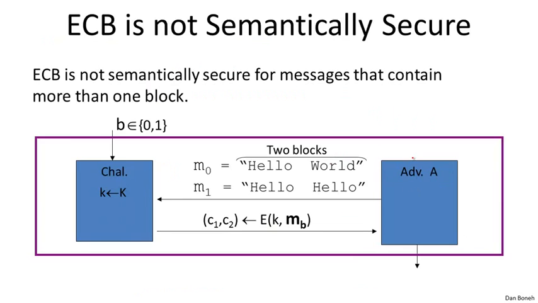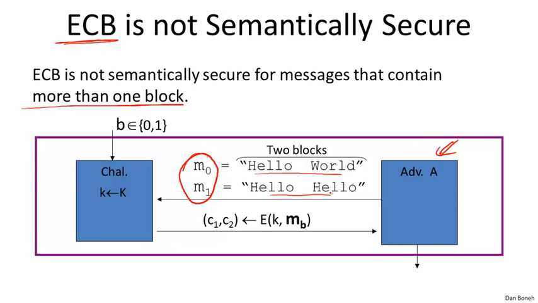Okay, so the first thing we want to show is that in fact the mode that we just looked at, electronic codebook, is not semantically secure. And this is true as long as you're encrypting more than one block. So here's an example. Suppose we encrypt two blocks using a block cipher. Let me show you that in fact electronic codebook would not be secure. So here's what we would do. We're the adversary, so we would output two messages, M0 and M1, where in one message the blocks are distinct, and in the other message the blocks are the same. The two blocks are equal to one another.